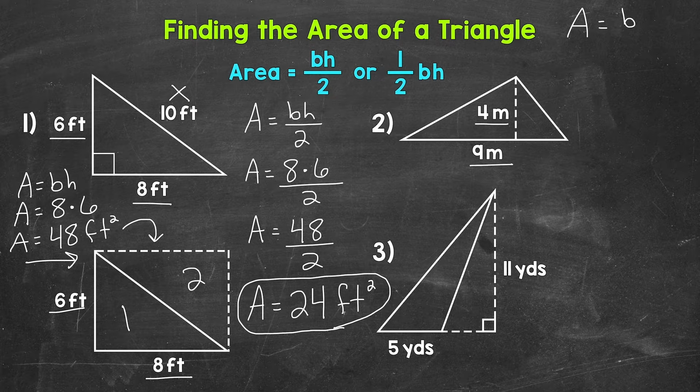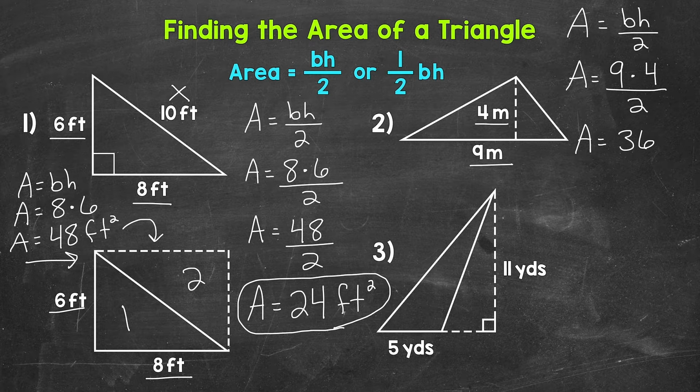So area equals base times height divided by 2. Now we can plug in. The base is 9 meters times the height of 4 meters divided by 2. 9 times 4 gives us 36. So we end up with 36 divided by 2, which gives us an area of 18 square meters.